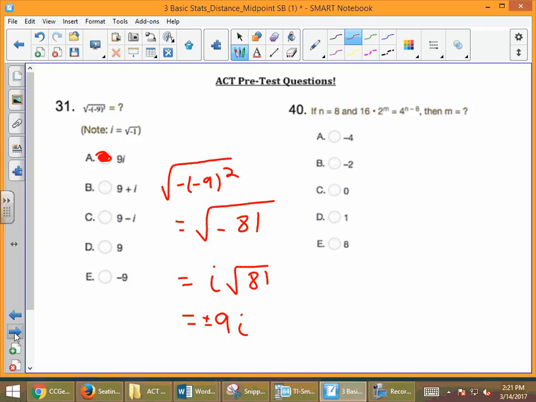Okay. For 40, it says if n equaled 8 and 16 times 2 to the n is equal to 4 times n minus 8, then n equals what? Well, what do you think we should do with 8? Plug it in. Let's do 16 times 2 to the 8 minus 8. Well, what is 8 minus 8? 0. Good. 8 minus 8 is 0. And as David said, anything raised to the 0 power is 1.